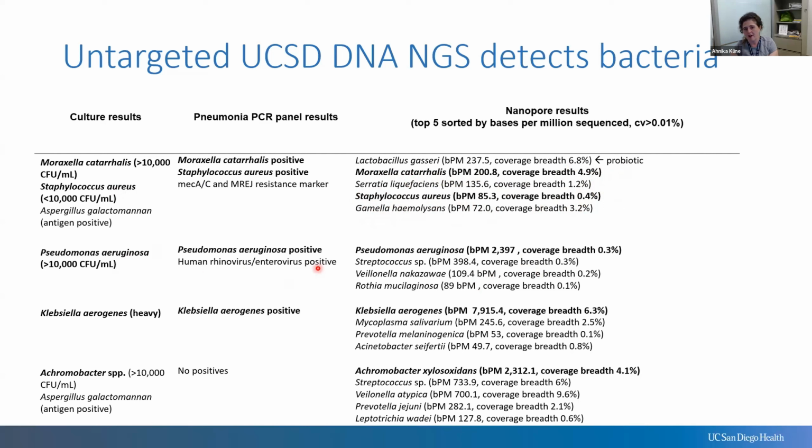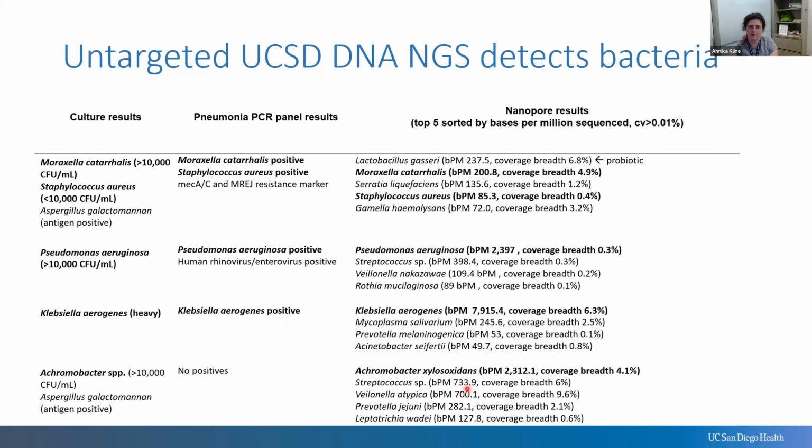Here you'll see that rhinovirus and enterovirus was positive, but this is an RNA virus, and this data here that I'm showing is only DNA sequencing. And so again, Pseudomonas was able to be detected along with a number of other bacteria at much lower coverage breadths. Klebsiella was detected in the specimen and then detected by our sequencing, an Achromobacter, and then detected by sequencing.